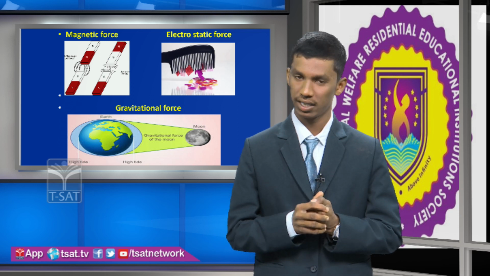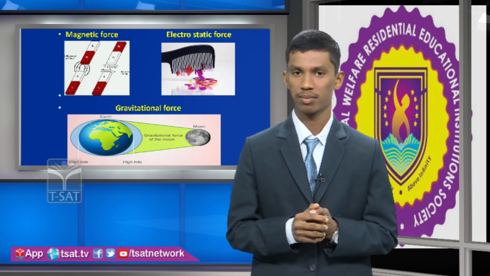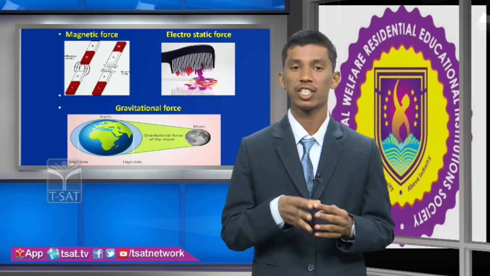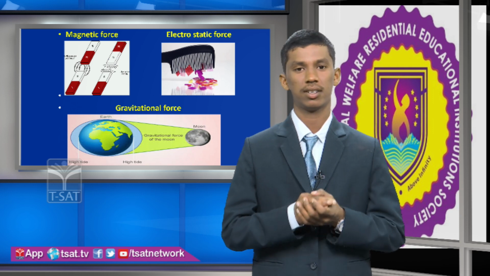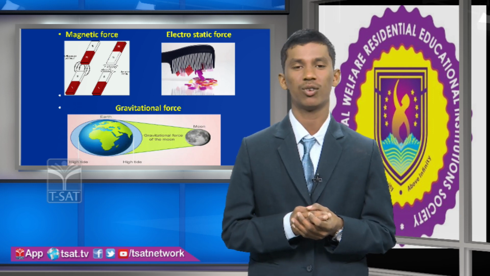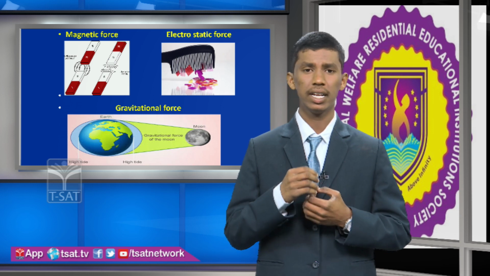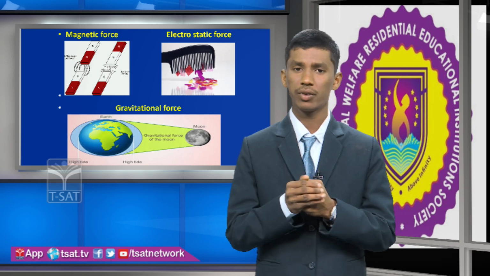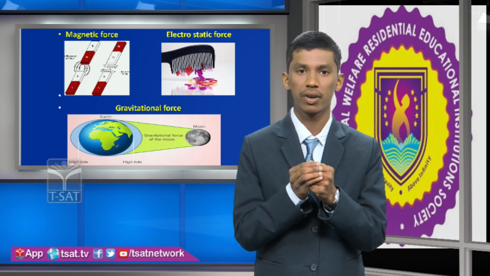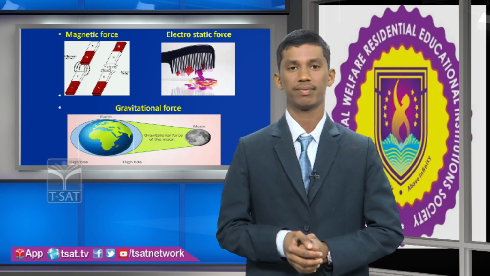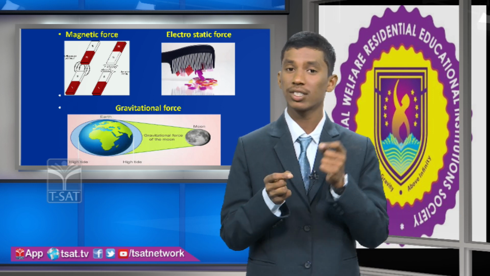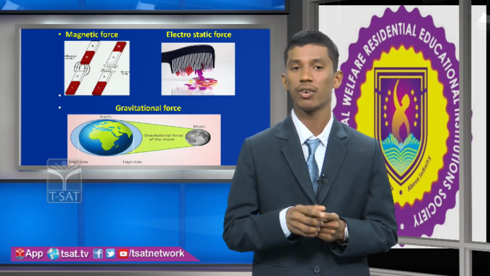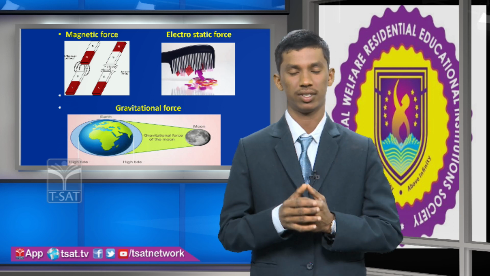Similarly, electrostatic force means the force exerted by a charged body on another body. In our daily life, when we comb our dry hair and then bring a piece of paper near that comb, the pieces of paper are attracted to the comb because of charge. So this is an example of electrostatic force in our daily life.